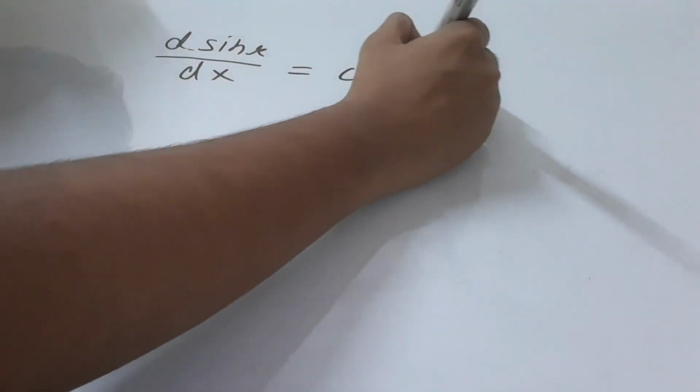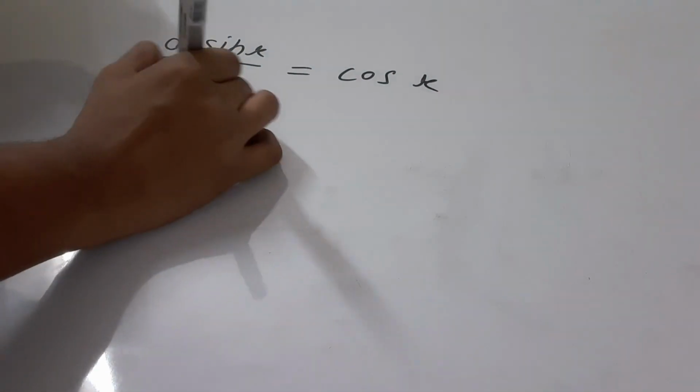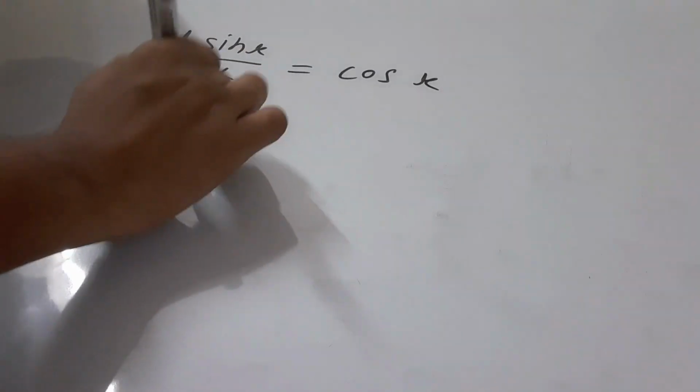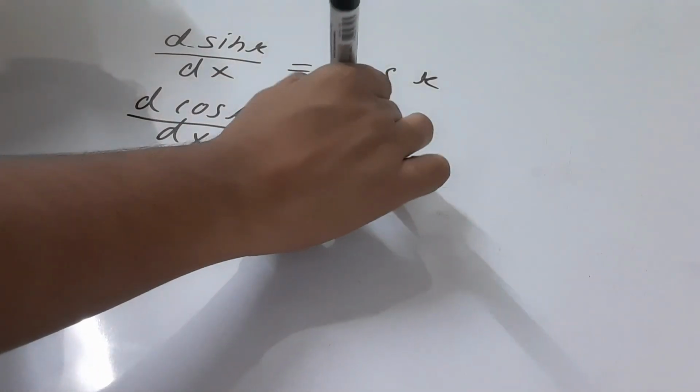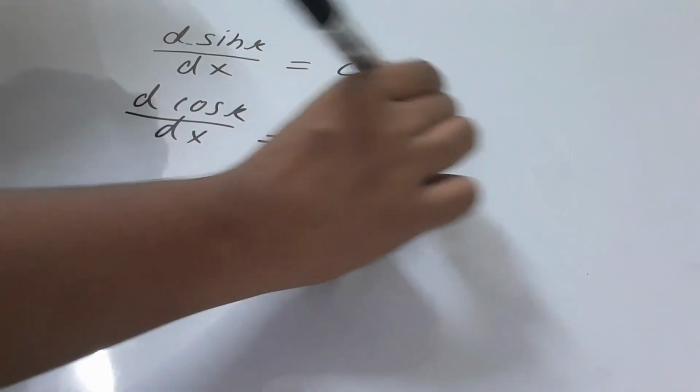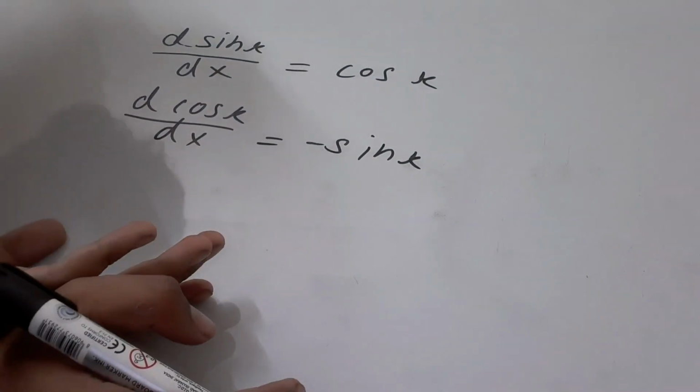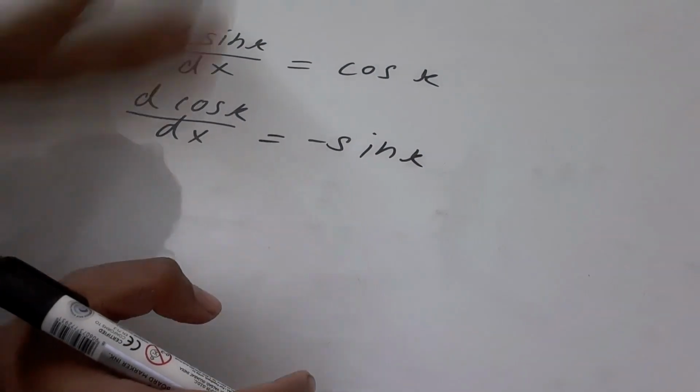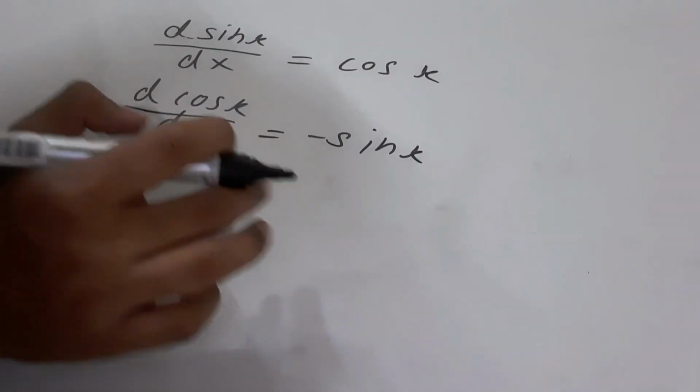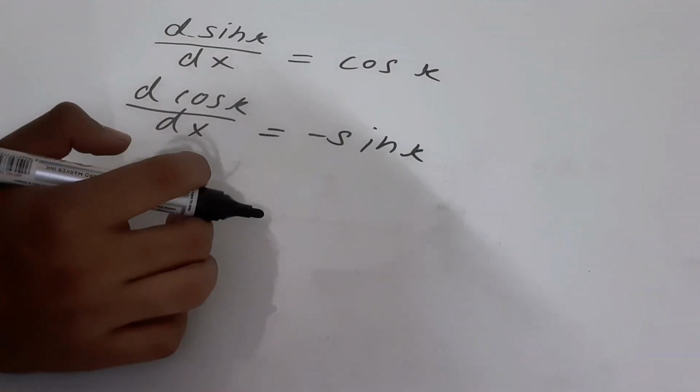So d of sine of x upon dx is cos x, and d of cos x upon dx is minus sine of x. Maybe I'll try this in a future video, but right now this video is already too long. I think this is the longest video on my channel right now. So yeah, good luck and bye.